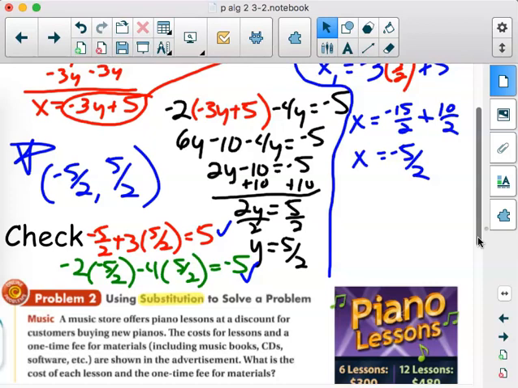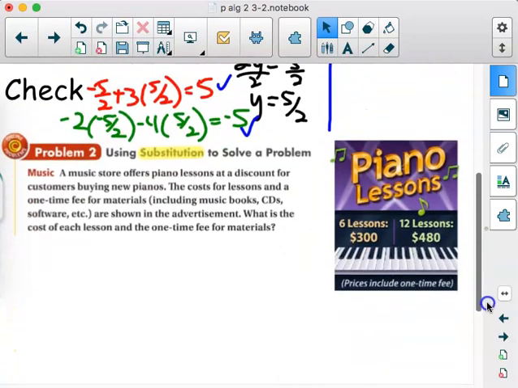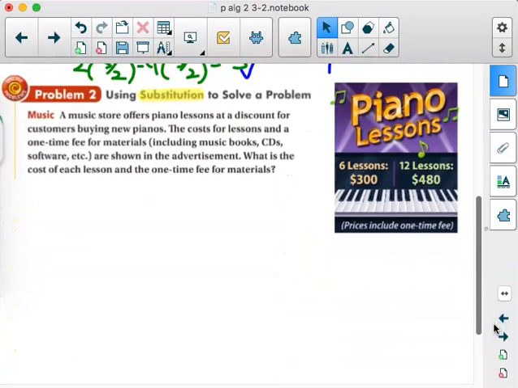So that's substitution. But it wouldn't be all of substitution if we didn't do what it's intended for, which is word problems. And that's what we're going to do next with problem 2 here, is figure out, okay, how does somebody use this to find pieces of information that are missing? And this would definitely be one where I would hope people would say, I wonder how much that is.